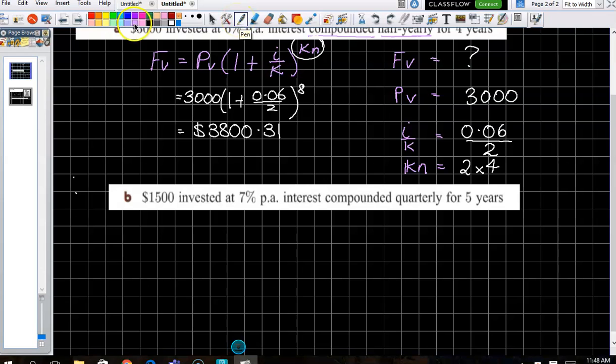Okay, here we go. Once again, we see compounded, right? And quarterly, so that means K is 4. So we're writing our formula.